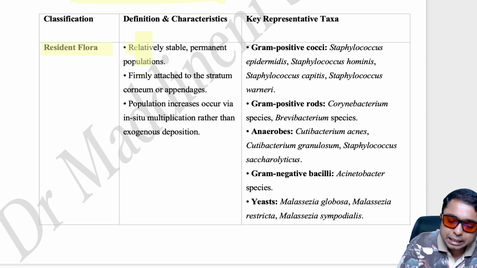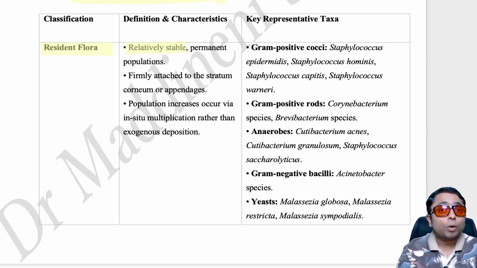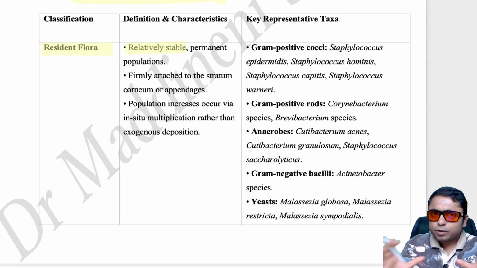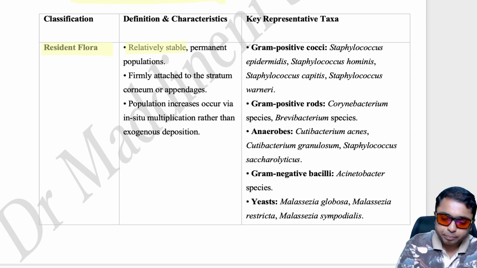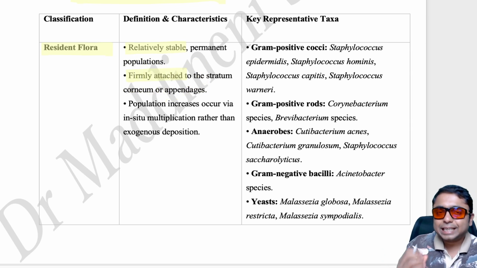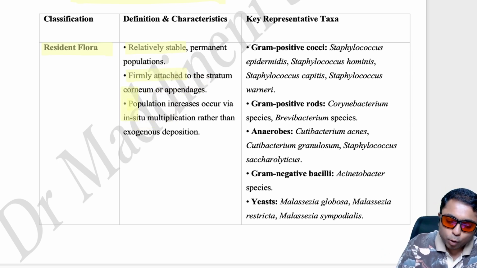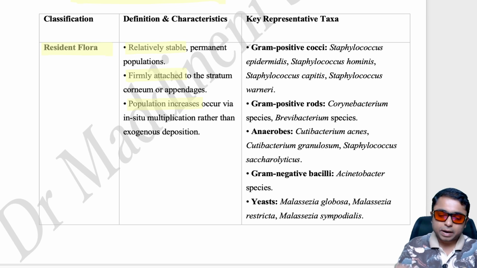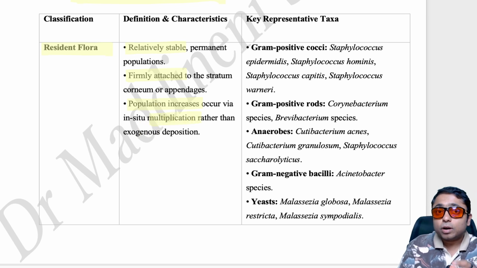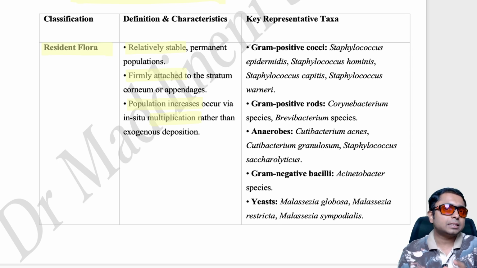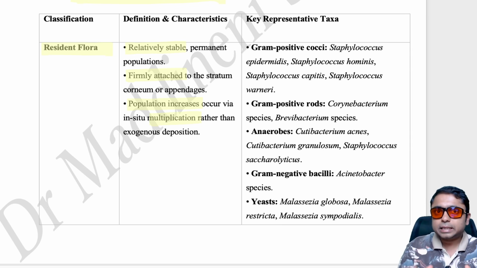These are the relatively stable and permanent populations which can be seen in a few areas of the skin. They are firmly attached to the stratum corneum, and the population increases via multiplication, that is proliferation or colonization, rather than exogenous deposition. So the resident flora stay attached to the skin and multiply. So what are the examples for this?